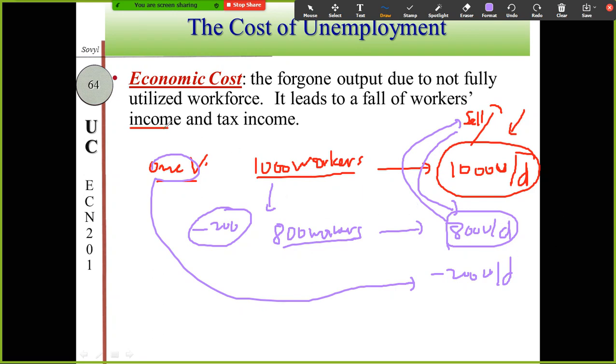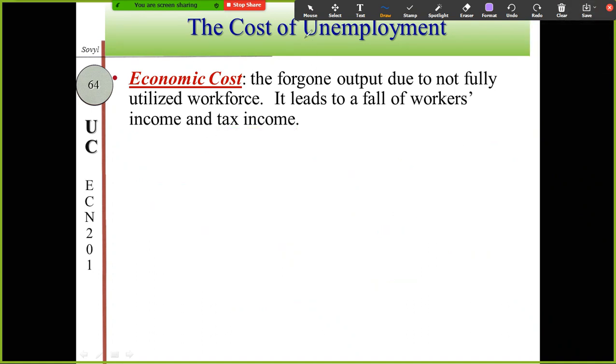In terms of tax income, if you produce less, you also pay less tax. That's why the government also gets lower tax income because of unemployment. So in terms of economics, unemployment makes one country or one city or one state have low income, low tax, low development. Normally when workers have less income, they also spend less. Basically people will produce less, so they need less labor, and the government also gets less tax income paid by workers or business people. This is in terms of economic activities.